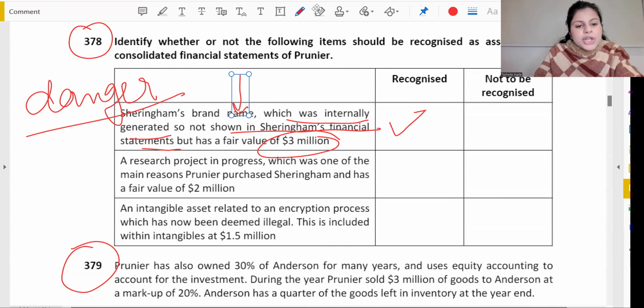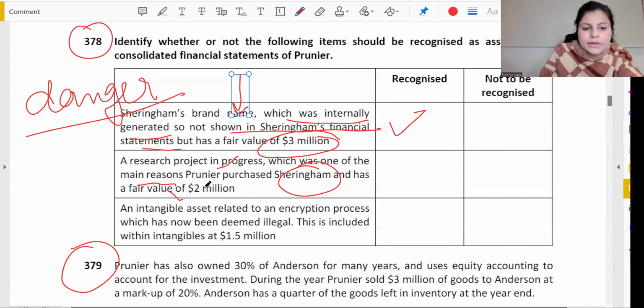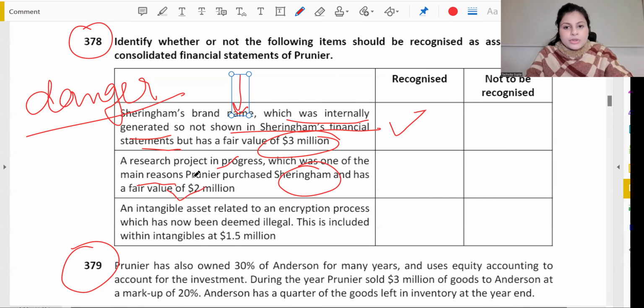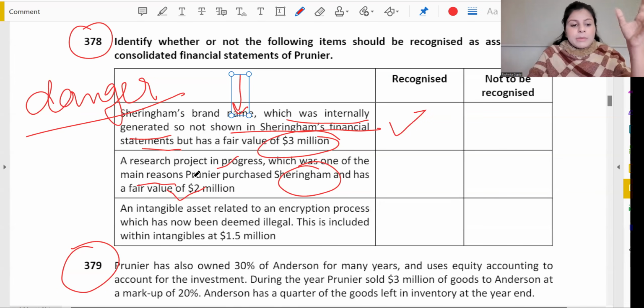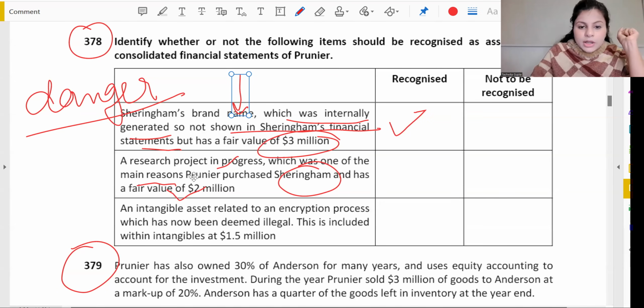Okay, let's see. A research project is in progress, which was one of the main reasons parent purchased the subsidiary and has a fair value of 2 million. So do you think I should be recording this? I purchased this company because of this research project. So should I be disclosing it? Should I be including this? Yes or no? Yes.